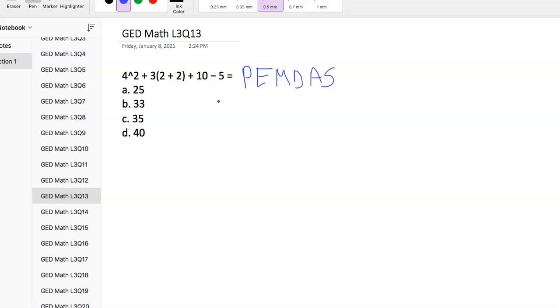Okay, so that means when we look at this, the first thing we want to look at is parentheses, and we leave everything else the same. So the 2 plus 2 is 4, so we'll just carry everything else down. So I got 4 squared here plus 3, and then I just do the parentheses part, 4 plus 10 minus 5. Okay, so I've done parentheses now, and I'll just cross that off. Next is E, which is exponents. We got an exponent right there. 4 squared, 4 times 4 is 16.